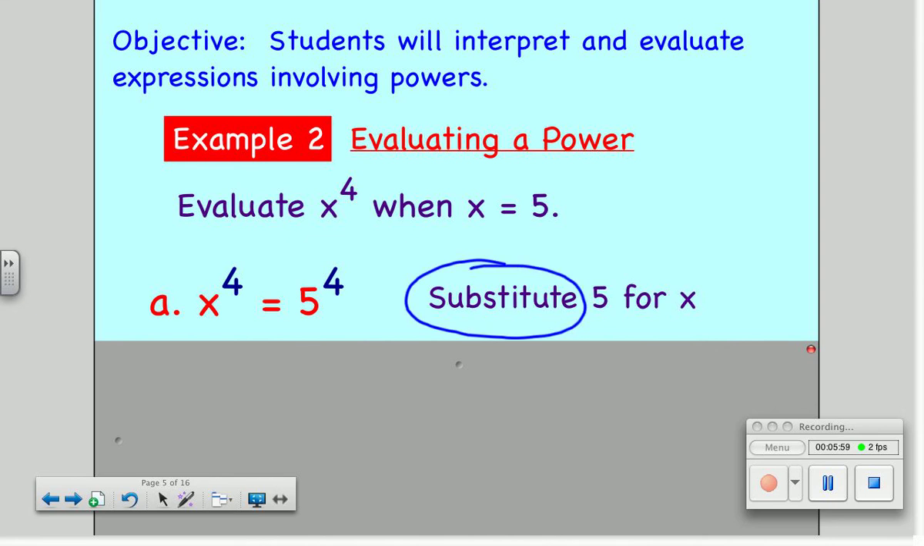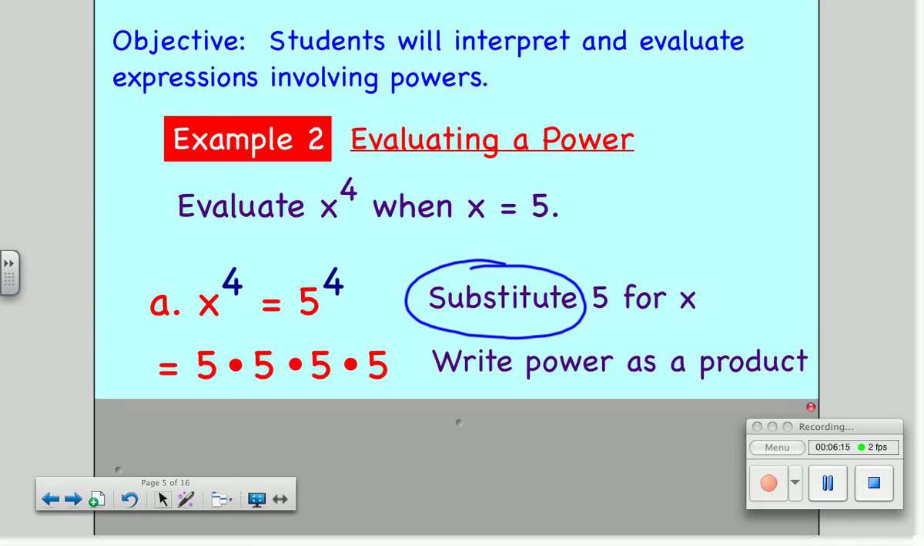Substitute, right? When you substitute, you put something in the place of something else. This is telling us that x is 5. So we have to put 5 in the place of x. So first thing you're going to do is substitute. Again, you don't need to write this down. We're just watching. The repeated multiplication of that then is going to be 5 times 5 times 5 times 5.